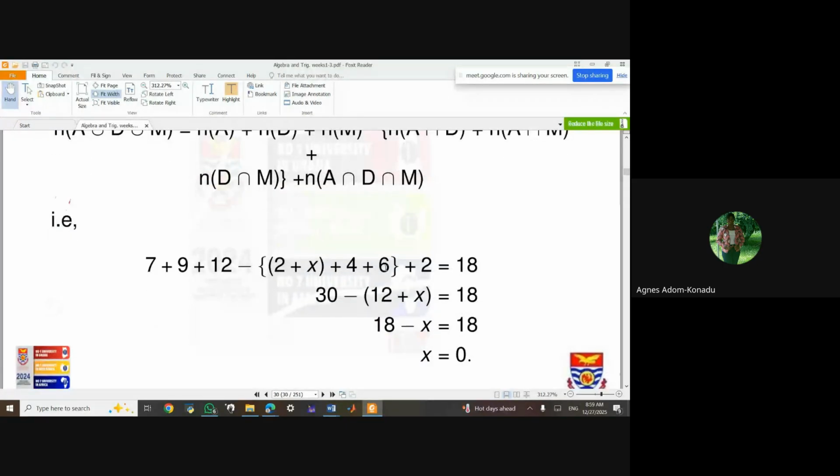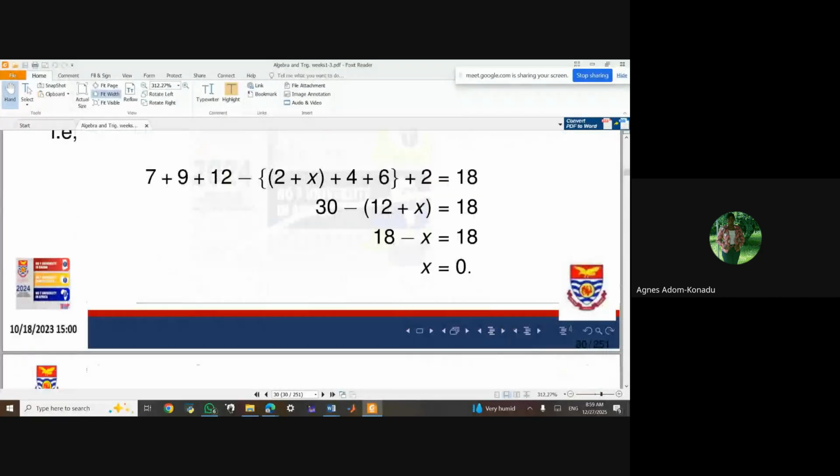So when we add, this is 6 plus this is 10 plus this, which is 12. And this gives us 30. Is it 30? 12 plus this, is it up to 30? I think 30. Okay, so adding the 2, it's 30. So 30 minus 12 is 18. So 18 minus x is equal to 18, meaning that our x is 0. Is that where you were confused?